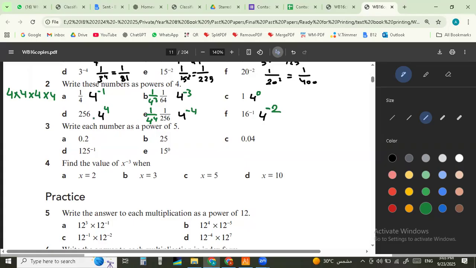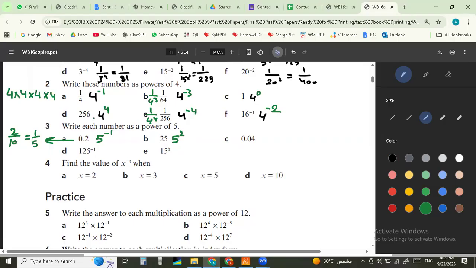And they've given me here a decimal. You need to write it first as a fraction. 0.2 as a fraction, yes, it is 2 over 10, but in the simplest form, it is 1 over 5. Now we want 1 over 5 as a power of 5. Flip it. It is 5 to the power of -1. 25 as a power of 5 is 5 to the power of 2.